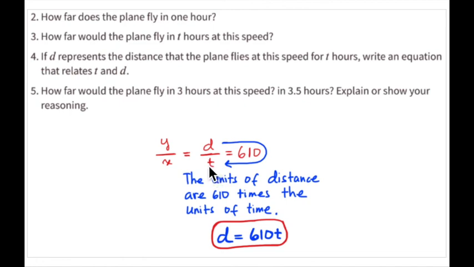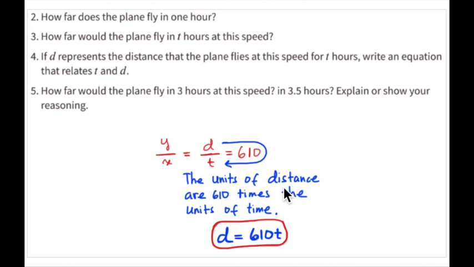So if you have 1 hour, the distance is going to be 610 times that 1 hour. So the units of distance are 610 times the units of time. So that gives you the equation. The units of distance are 610 times the units of time. So it's 610 times this time. So you get the equation then of distance is equal to 610 times the time.